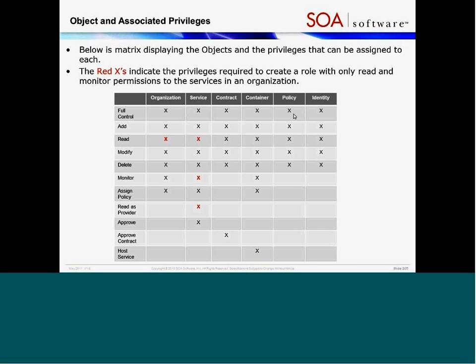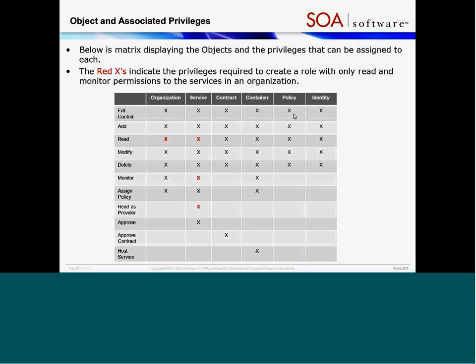So, various different types of roles. You can provide privileges to the objects that are accessible within the policy console. See here the privileges that you can set for an organization, a service, contract, container, policy, and identity. And for objects, based on the object that you select, you see what type of access you can provide to that object.